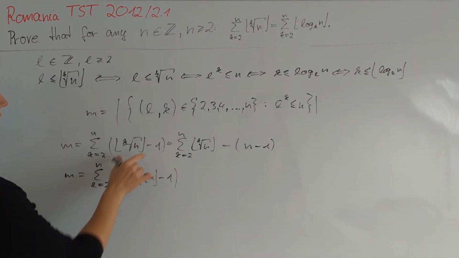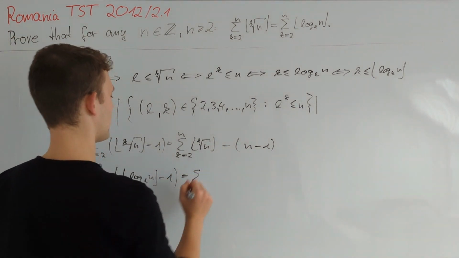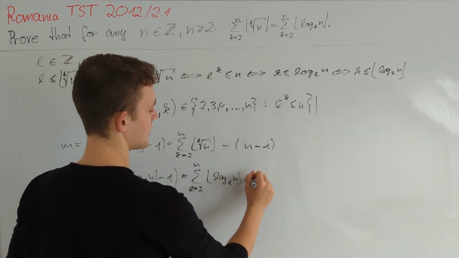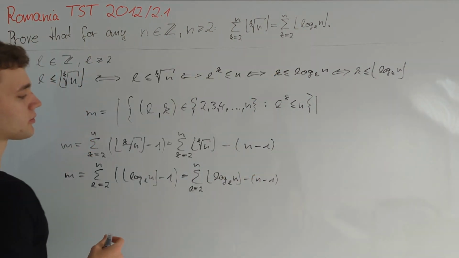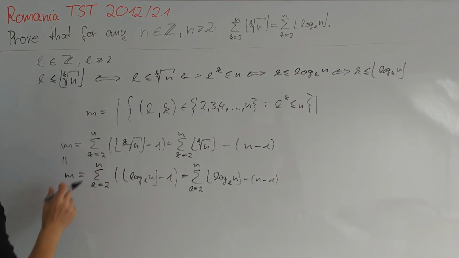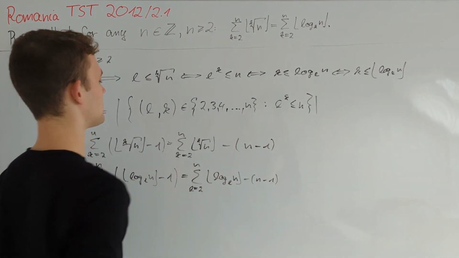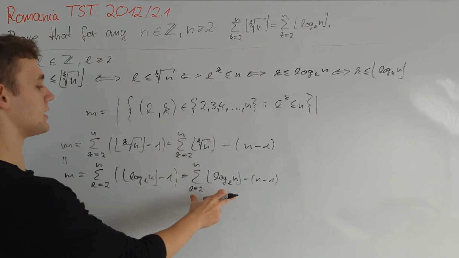Analogously, as in the previous line, we get that this is equal to the right hand side of our equality minus n minus 1. And this proves our desired equality, because on the left hand side we have an m in both cases, and of course minus n minus 1 equals minus n minus 1, so this sum is indeed equal to that one.